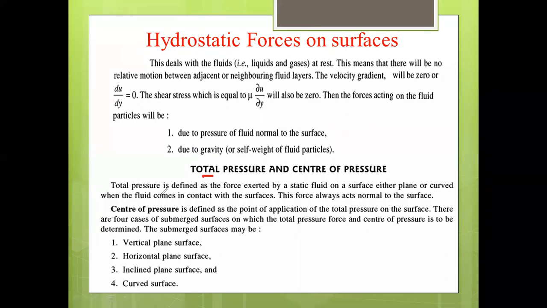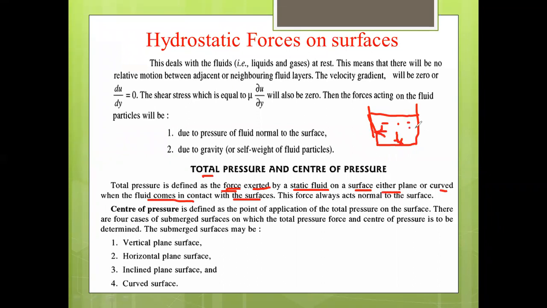So what is the meaning of total pressure? Total pressure is defined as the force exerted by the static fluid on the surface, either plane or curved, when the fluid comes in contact with the surface. So any surface, when it comes in contact with any fluid at rest, then that fluid is going to exert a force on the surrounding surface. That force which is exerted by the static fluid on the surface is called the total pressure.